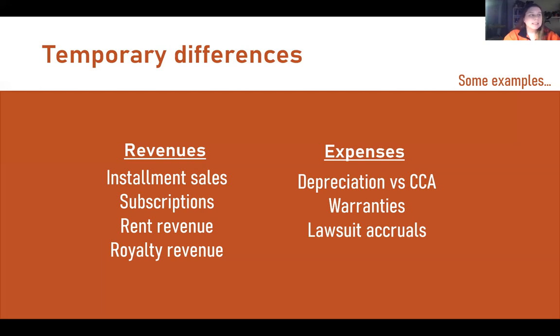For expenses, there's depreciation versus CCA. Depreciation is what you've seen in your accounting classes. CCA is the tax depreciation. Why they're not using the same type of depreciation is that under financial accounting, depreciation has a lot of professional judgment that goes into it. So things like your salvage value or your residual life of your assets can really be up to management. Tax doesn't like that. There's too much judgment.